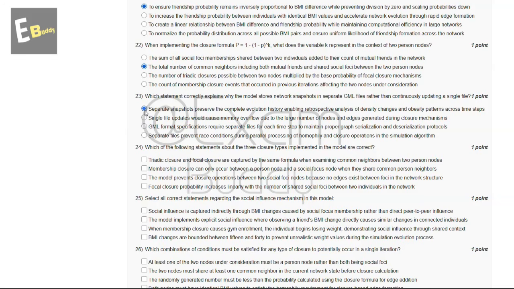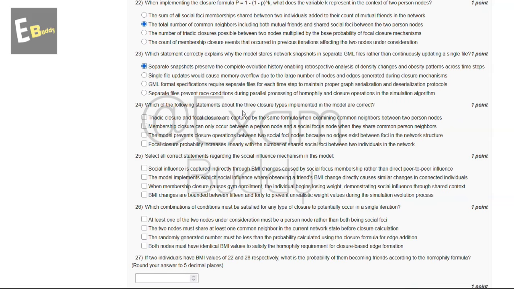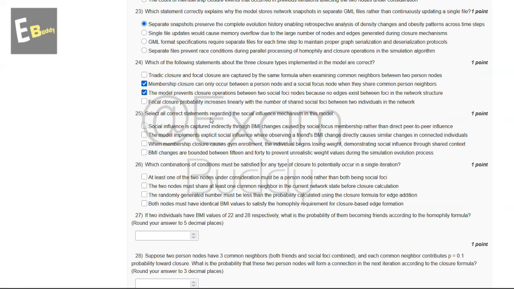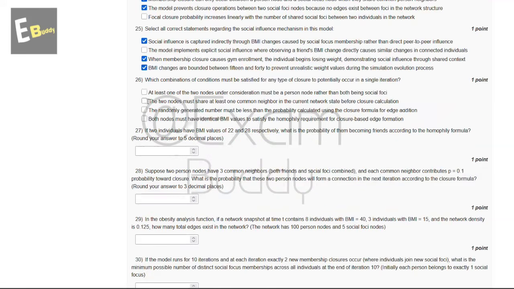And now let's go to our question number 24. Which of the following statements about the three closure types implemented in the model are correct? So these are the options and the answer of our 24th question is B and C. And now let's go to our question number 25. Select all correct statements regarding the social influence mechanism in this model. So these are the options and the answer of our 25th question is A, C, D. And now let's go to our question number 26. Which combination of conditions must be satisfied for any type of closure to potentially occur in a single iteration? So these are the options and the answer of our 26th question is A, B, C.